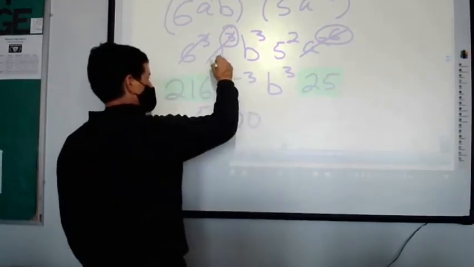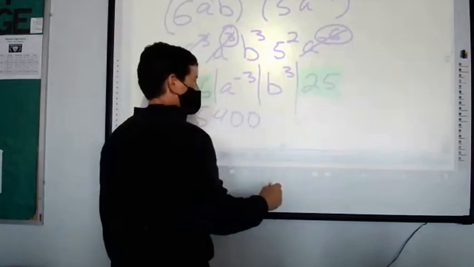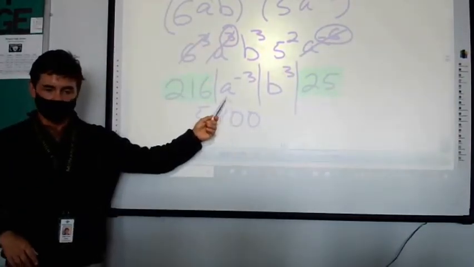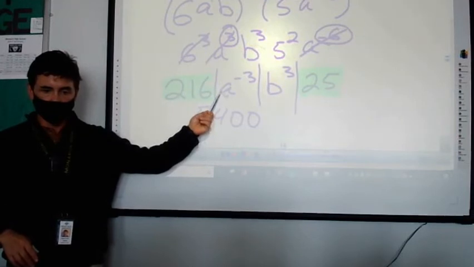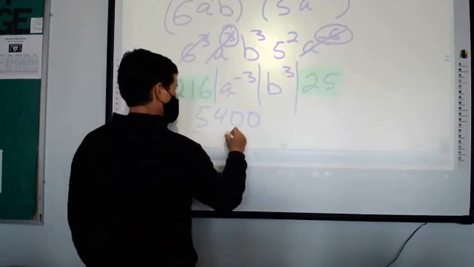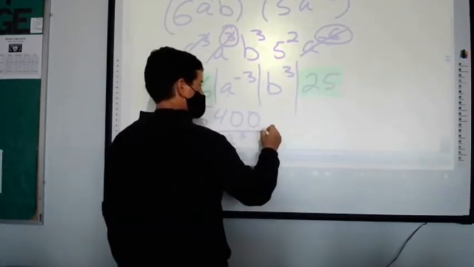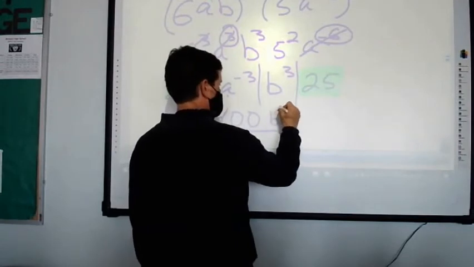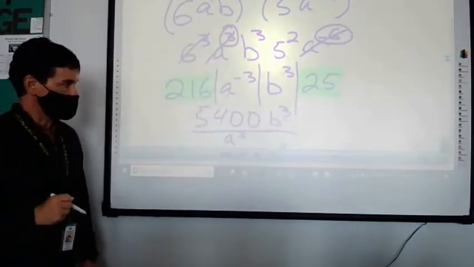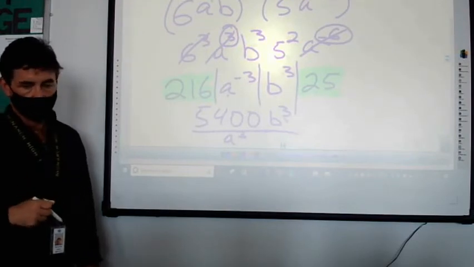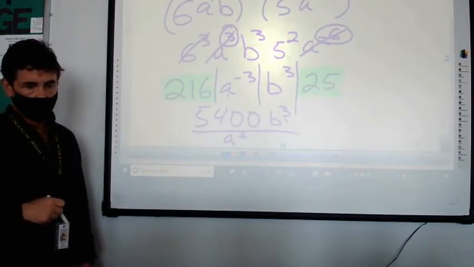So remember, we treat it as like all separate little things. A to the negative 3rd, should I stay or should I go? Go, right? So that a to the 3rd goes in the denominator, and the b to the 3rd stays. So 5,400 b cubed over a cubed. Any questions?